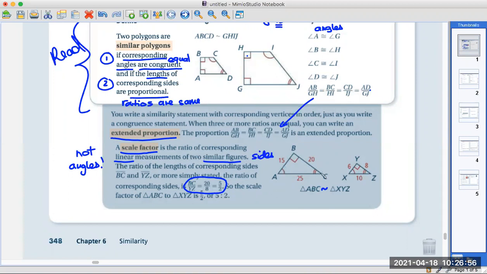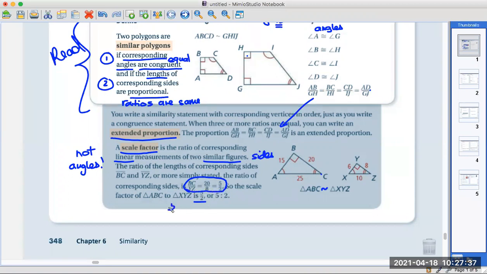20/8 is the same as 5/2. This is the ratio 20/8, and it reduces to 5/2 because you're dividing top and bottom by 4. So you want to reduce your ratios and they should match. If I take any one of these side lengths and I reduce the ratio, it'll always come out to 5/2, which is the scale factor. You can write it as a fraction, or sometimes you see it with a colon.